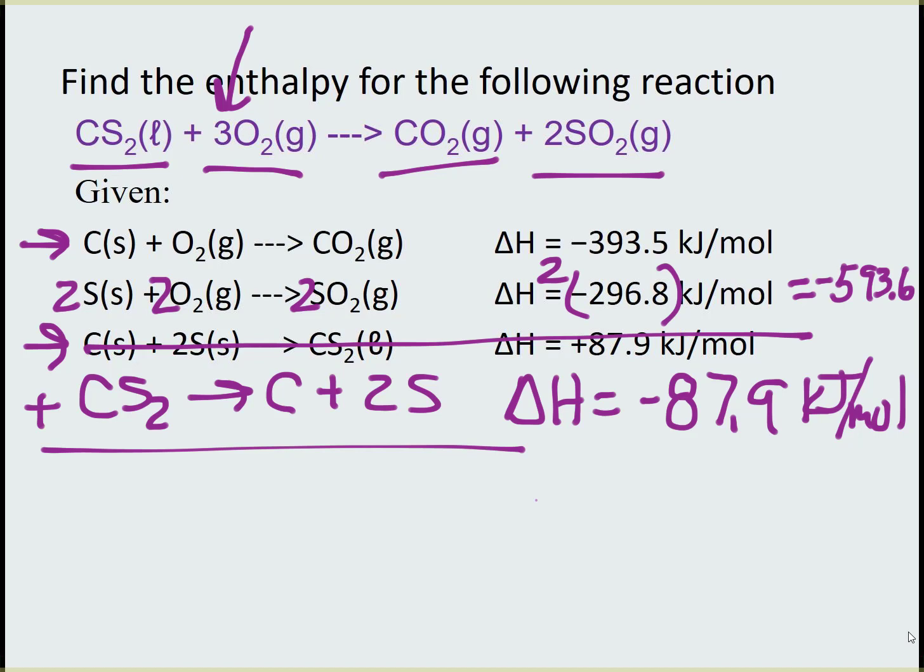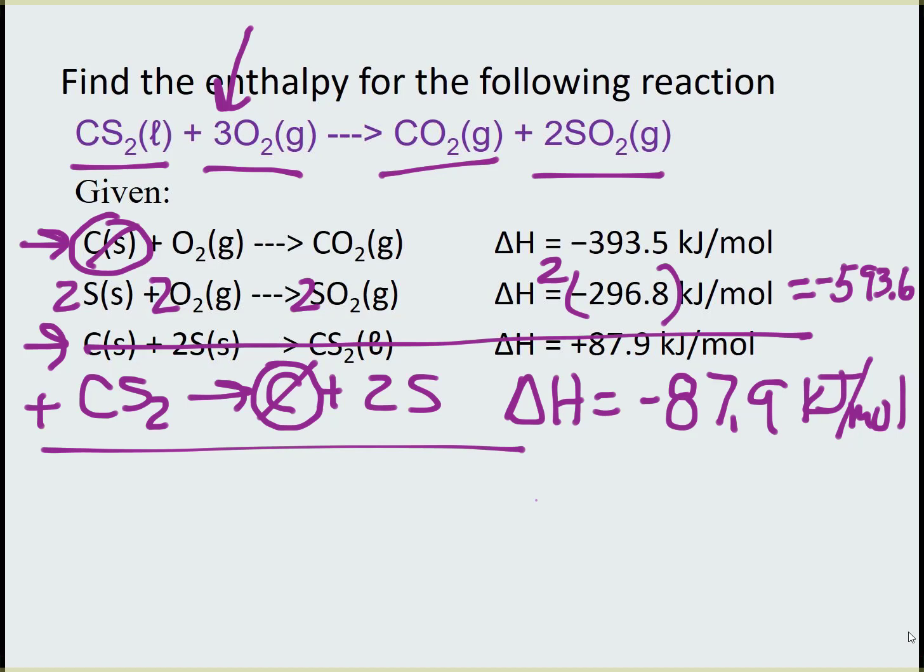So I have a carbon here, and I don't see carbon in the target equation. Is there a carbon on the other side? And the answer is yes. So there's one there, so I'm going to go ahead and just cancel that out. And then I know I have oxygen in my target equation, and I know I have CO2 in my target equation, so I'm going to leave that alone. Let's go to the next row.